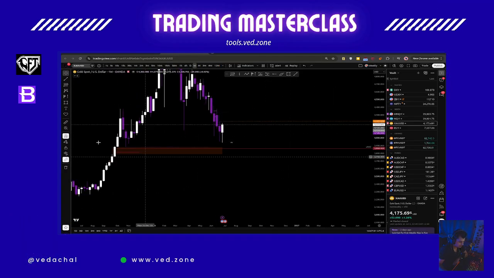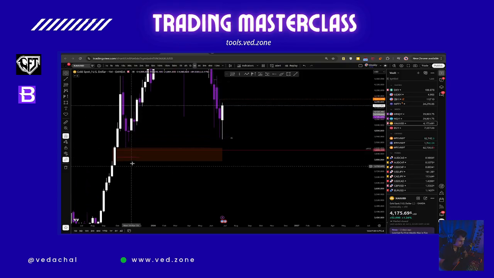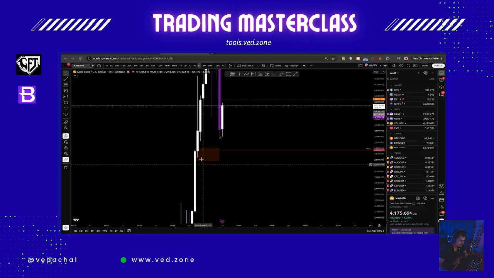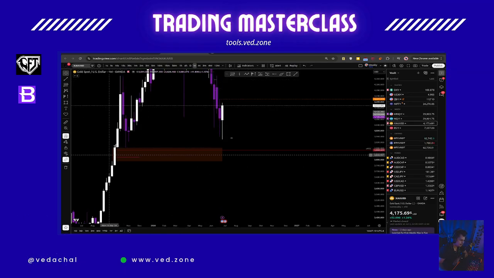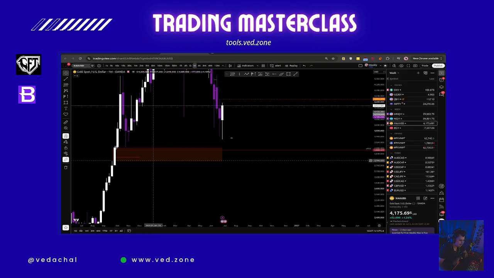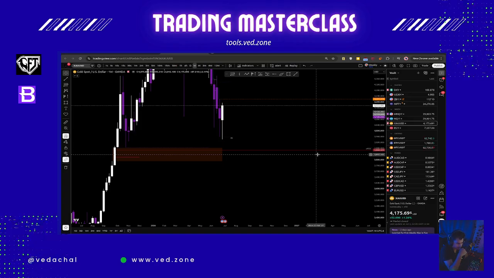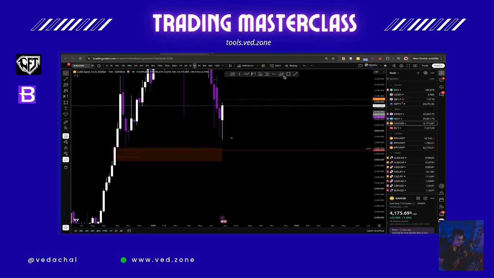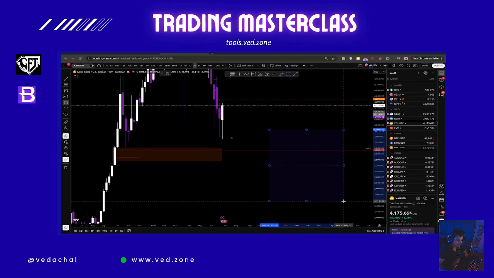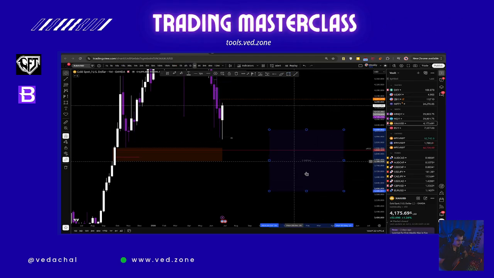XAU/USD, this has been a bigger support. This red line is nothing but a monthly unmitigated fair value gap, which is like a magnet. Then the weekly intraday liquidity, the weekly low, and this VPOC, which is nothing but the weekly negative point of control. So there are so many support zones here for XAU/USD. Watch out when it arrives in this zone.